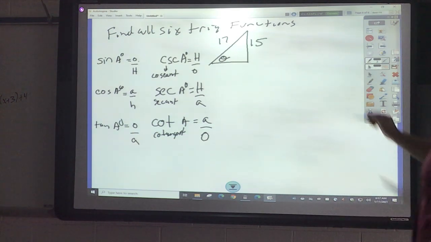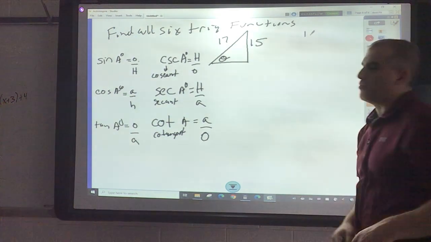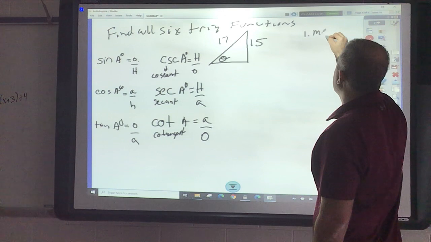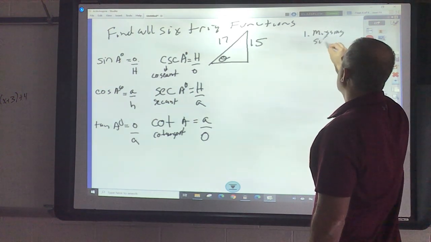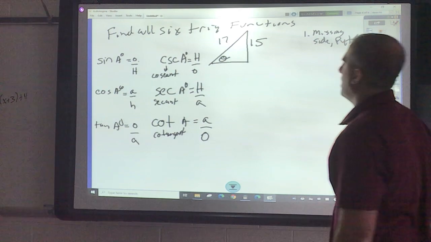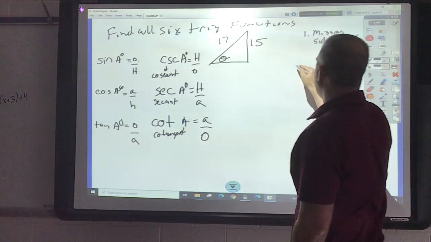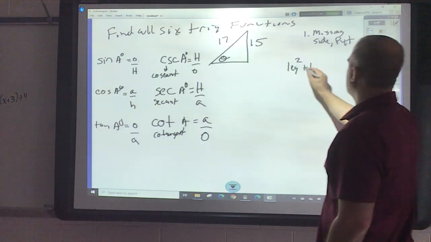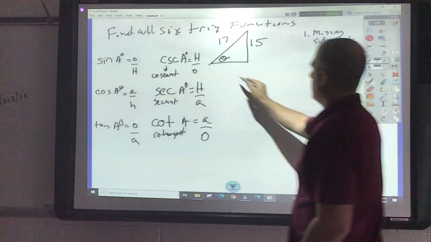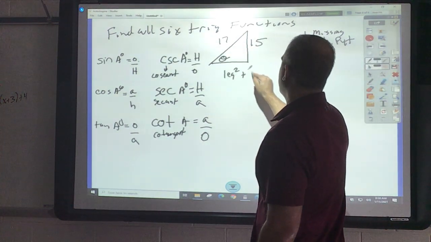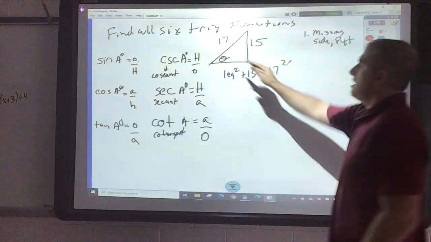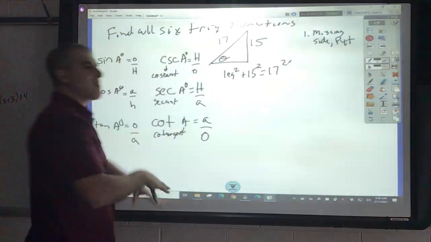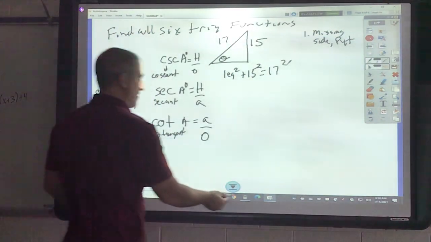Now, we have questions like this, and we'll do more things like this later in the chapter. First thing you want to do is find the missing side, using Pythagorean theorem. Okay? So this side right here is a leg. So I would do leg squared plus 15 squared equals 17 squared. That little angle right there stands for theta. That's like a generic angle. They're not giving us a measurement. They're giving us a generic thing.